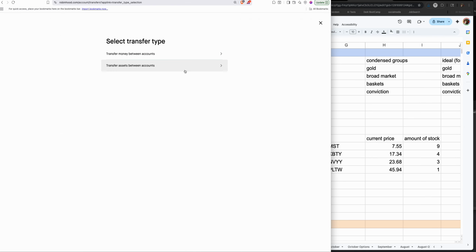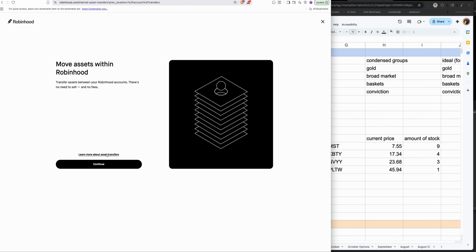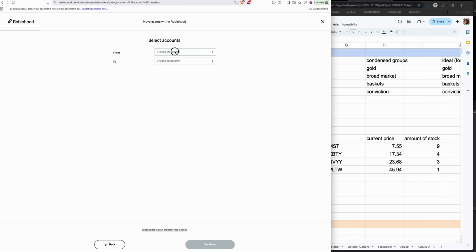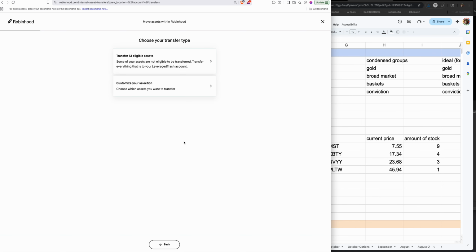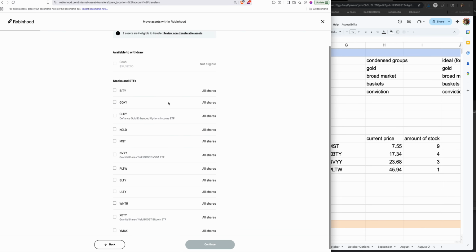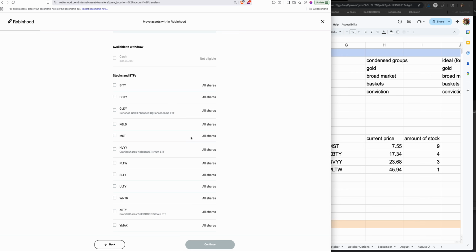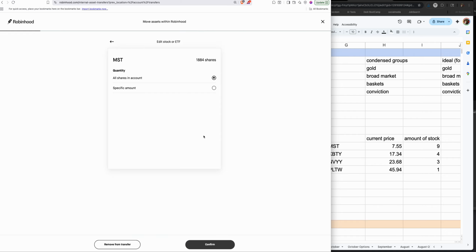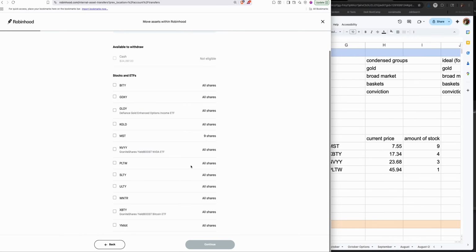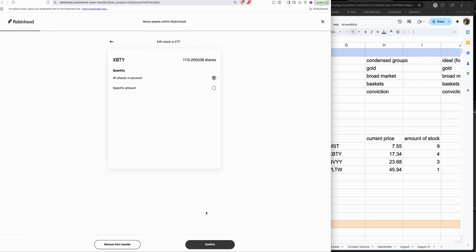We're going to transfer assets between accounts, from my margarine account to my leverage trash account, and customize my selection. We're going to do MST, but not all shares. We're going to do a specific amount of MST, which is 9. Confirm. And then we have XBTY over here. We want a specific amount and we're going to do 4 of that.